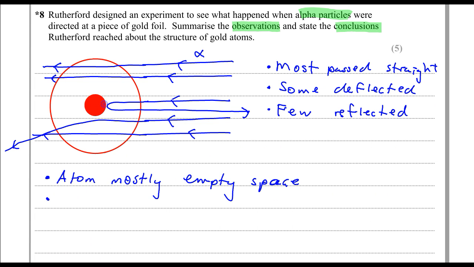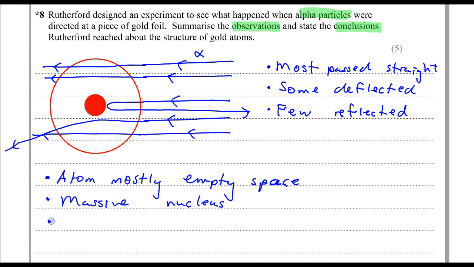And if there is a head-on collision, so if the alpha particle is moving directly towards the nucleus, they are reflected back. So we have a massive nucleus.